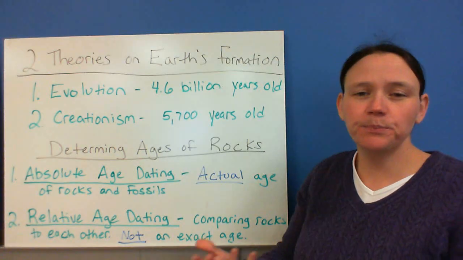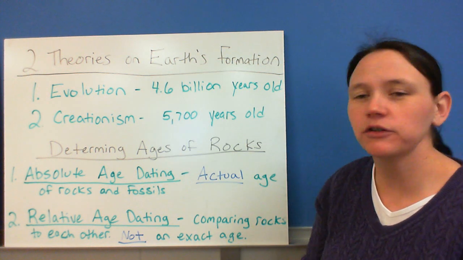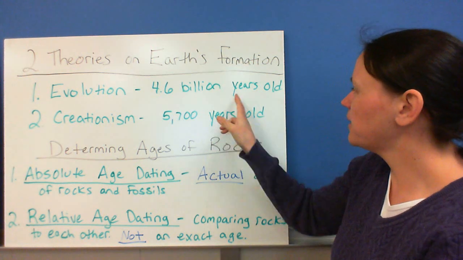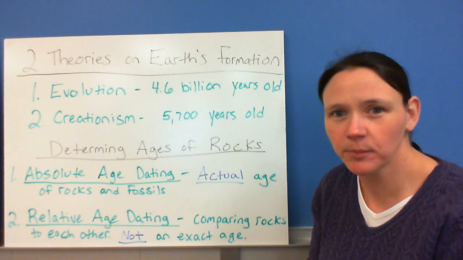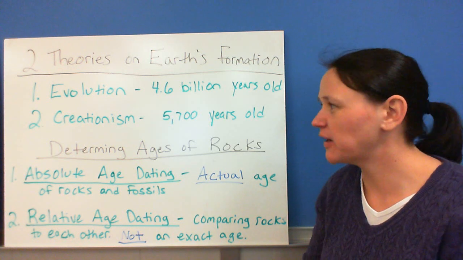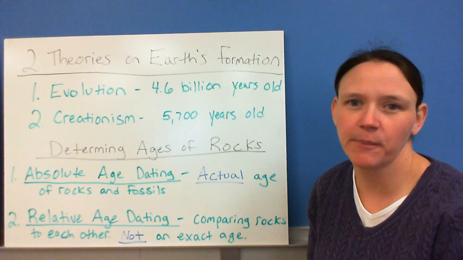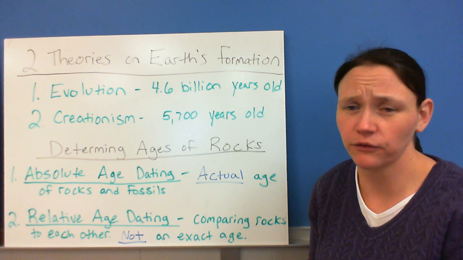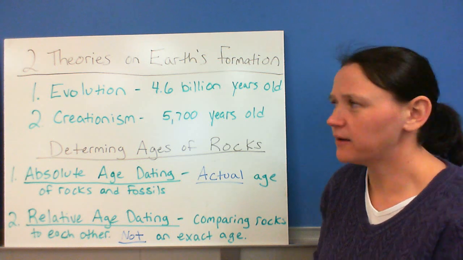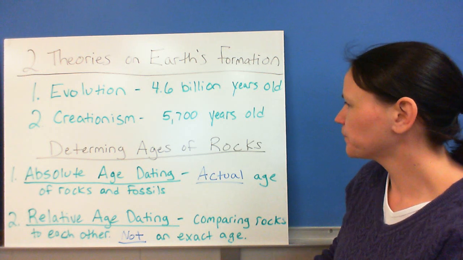Now there are two basic theories of the Earth's formation. The first one is the Evolutionary Theory, which is what we go with in science. And that says that the Earth is about 4.6 billion years old. Okay, so a huge amount of time. Then there's also the Creationism Theory, which says that the Earth is about 5,700 years old. So there's definitely a big difference in time there. And like I said, the evolutionary theory is the one that we go with in science class.